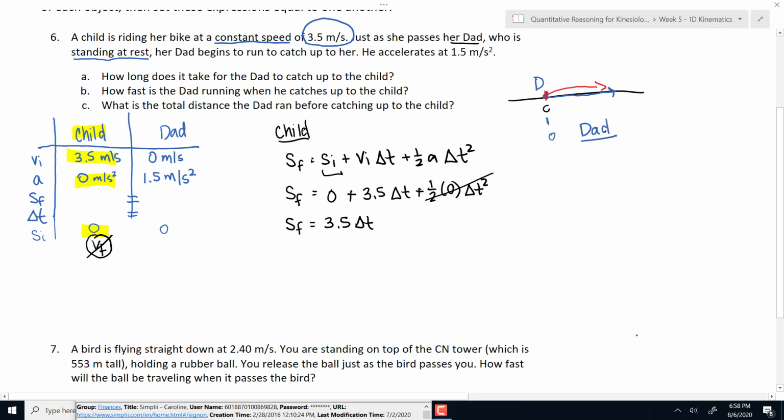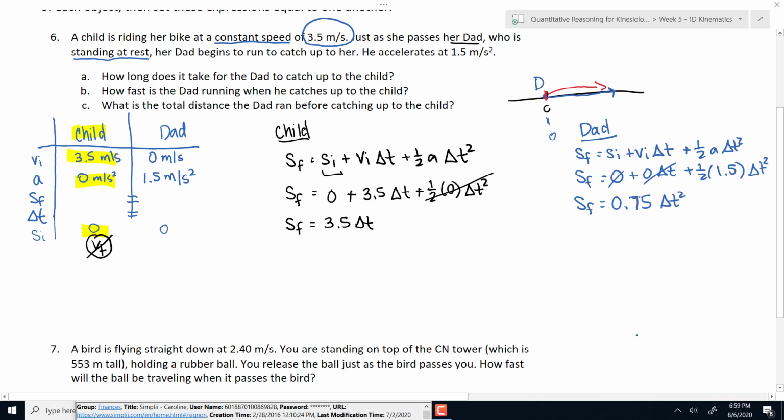Okay, so we're going to use the same formula for the dad. SF equals SI plus VI delta t plus 1/2 A delta t squared. Let's sub in everything we know. We're solving for SF. SI for the dad was 0, VI for the dad was 0, plus 1/2 A, and A for the dad was 1.5, delta t squared. Let's simplify that. We have SF equals 0 is nothing, 0 delta t is nothing. Now we have 1/2 times 1.5, so 0.75 delta t squared.